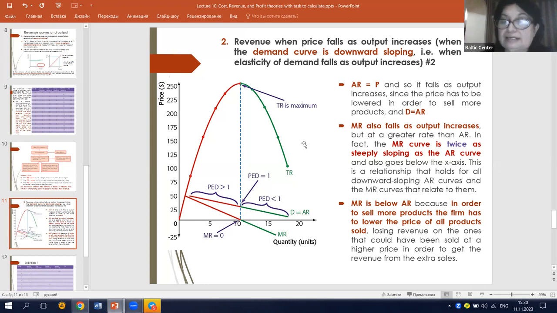You are observing these letters, these abbreviations. So the AR curve, and MR goes below the x-axis. Then it's a relationship for all the downsloping AR curves and MR curves as they relate to them. So MR, the marginal revenue, is below the average revenue, because in order to sell more products, the firm has to lower the price of all the products.